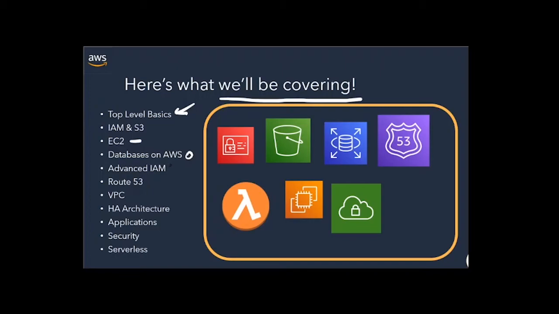Advanced IAM, which is just making sure that your users are secure and your users are able to sign in. Route 53 routes your traffic from the internet. VPC, HA architecture, application security, serverless, all this stuff we'll be covering in the next chapters. But first and foremost, we want to be looking at top level basics.